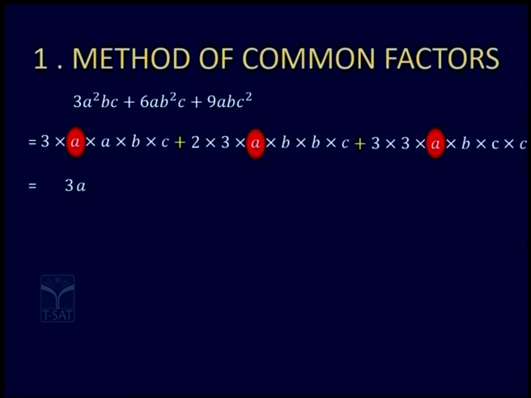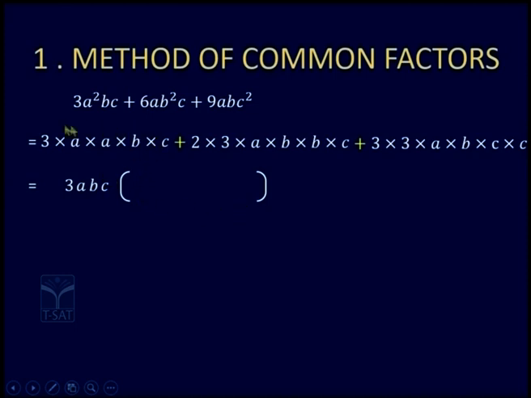And don't stop, you have to search whether there is another letter also available as common from the 3 parts. Let us search. Yes, B is also there in the 3 terms. B from the first part, second part and third part, you can take B common. And last but not least, C is also common from the 3 parts, C, C, C. So we can take C also common. And now we have to write the leftover parts inside the bracket.